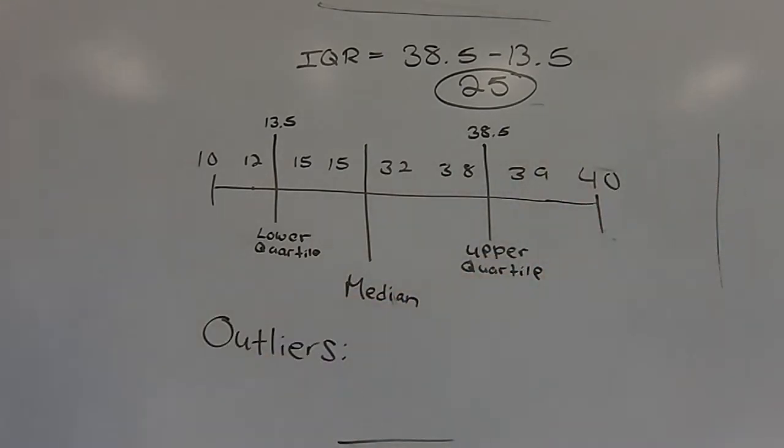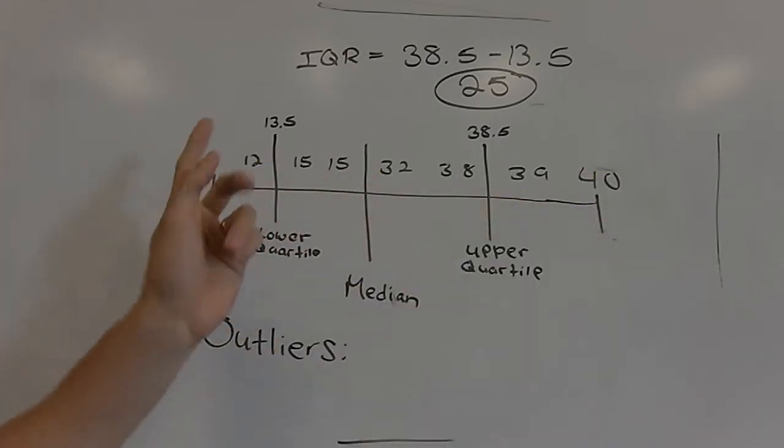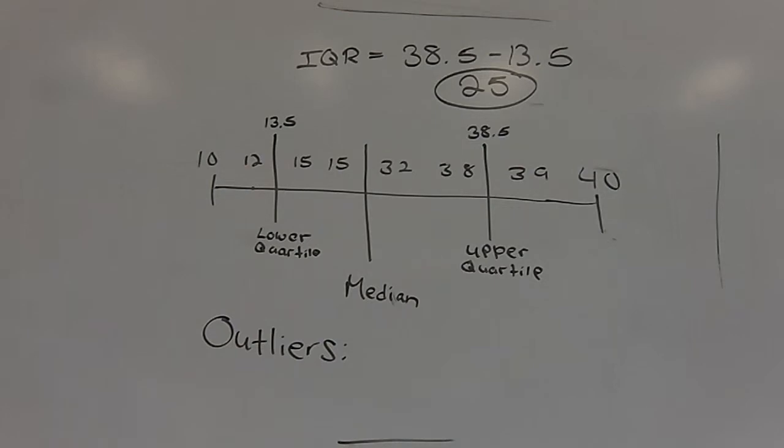Outliers are not something you want to include in your data, because they're going to make your data misrepresent something. It's going to be misleading, and it won't be something that you can look at and really get any information out of. So how do you find outliers? How do you know if your number is an outlier? Well, here are all of my numbers in my data. I have a 10, 12, 15, 15, a 32, 38, 39, and a 40. So I have 8 pieces of data.